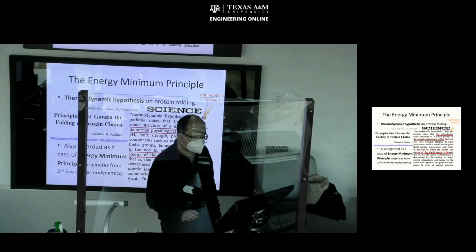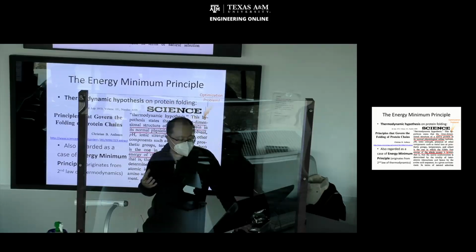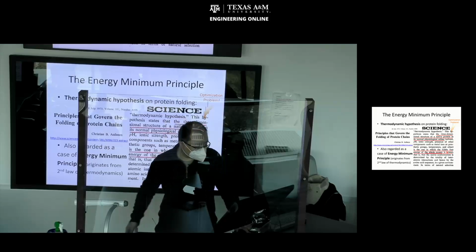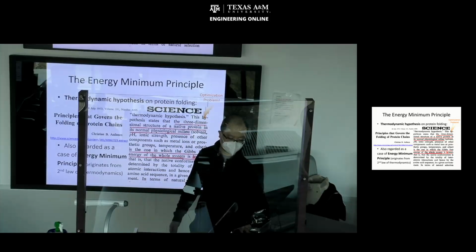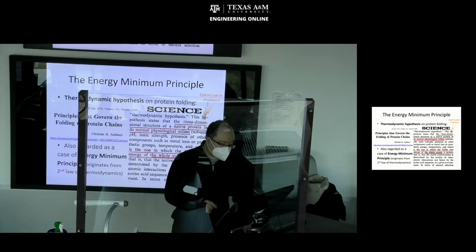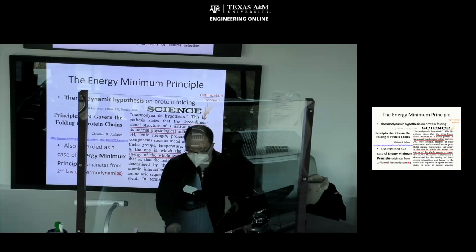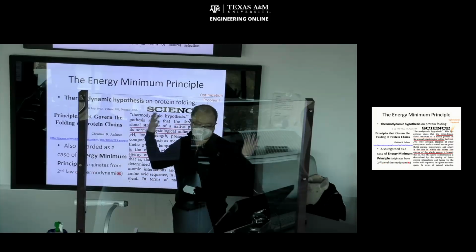So in other words, biophysically, we know that the native structure corresponds to the global optimum of a function called the Gibbs free energy. So in other words, this can be regarded as an optimization problem. Okay, so that is driving the early formulations. And this can also be regarded as a case of the energy minimum principle, which originated from the second law of thermodynamics. That's talking about the entropy of the whole system, okay?